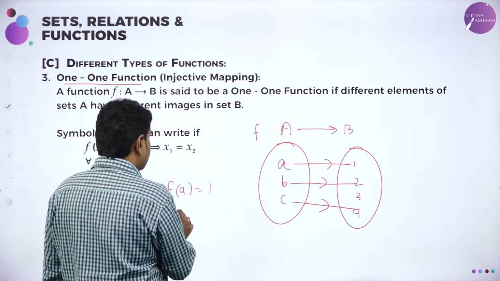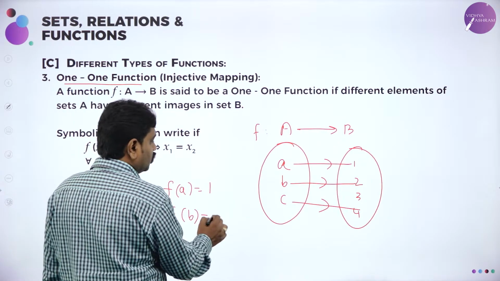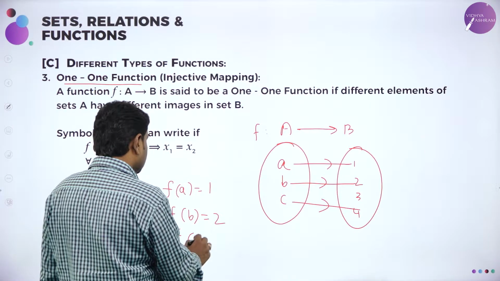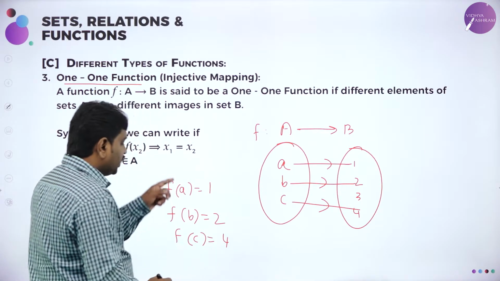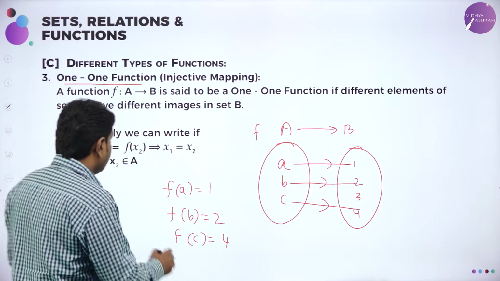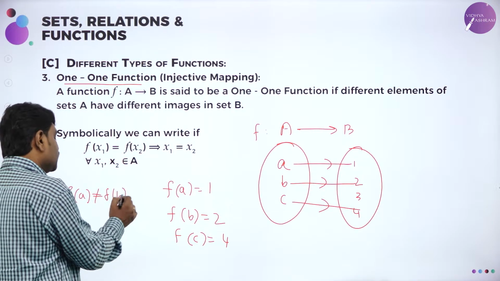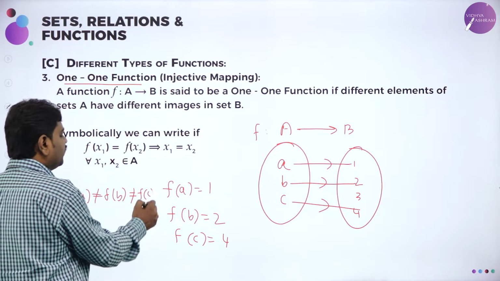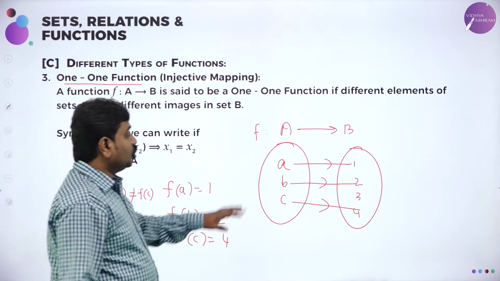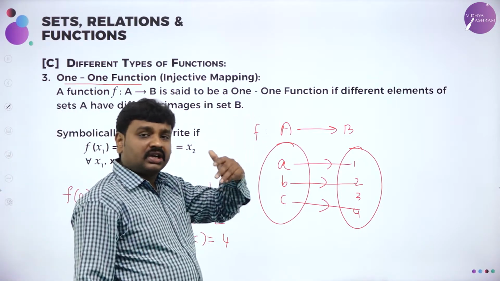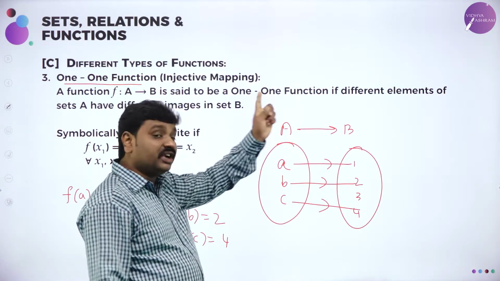Image of B is 1, image of C is 2, image of C is 4. So different elements have different images. Image of A is not the same as image of B, and image of B is also not the same as image of C. All are different. So no two elements should have the same image, or different elements should have different images.